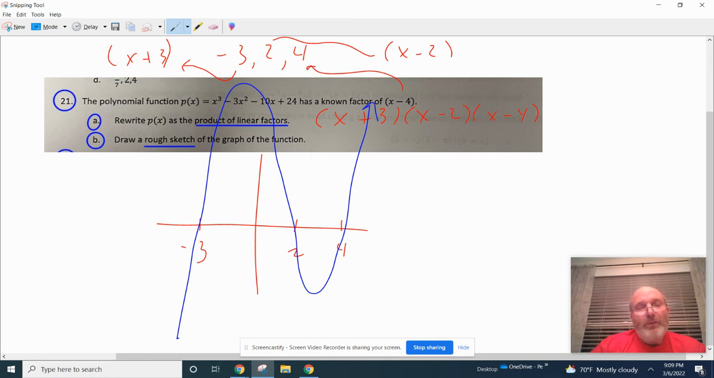It's also how we do 21A, is how we do 23 with the product of linear factors. Graph it, find out where it intersects the x-axis, x minus that number. So if it intersects at 2, it's x minus 2. If it intersects at 4, it's x minus 4. If it intersects at -3, it's x minus -3 or x plus 3. And that's how we do 21 and 23.